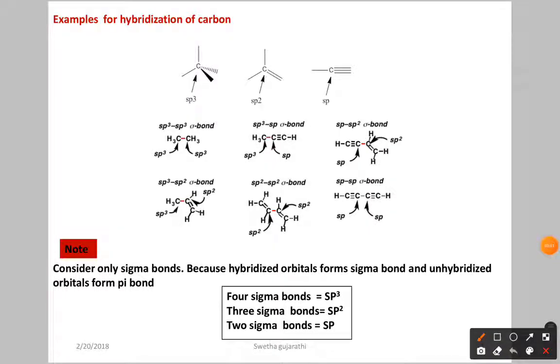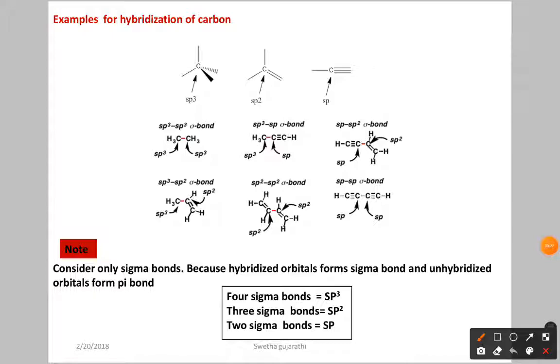Hello students, let us see examples for hybridization of carbon. In a molecule, you have to identify the carbon having which hybridization. For example, here we have the molecule. In this, you have to identify the hybridization of each carbon atom. Let us see, here we have one important note.